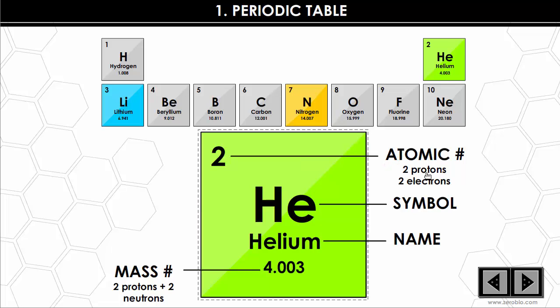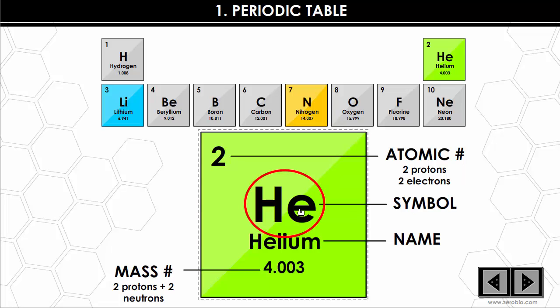Assuming that the element or the atom is neutral, and we're going to assume that for this tutorial anyhow, then if there are 2 positive protons, there have to be 2 negative electrons. Those 2 charges will cancel out, so there's no charge on the atom. So the atomic number also tells you how many electrons there are.